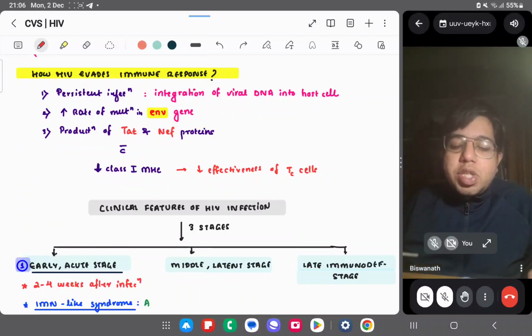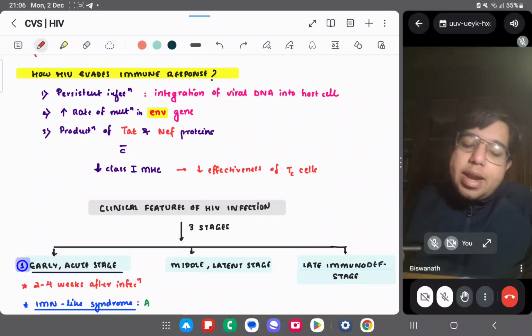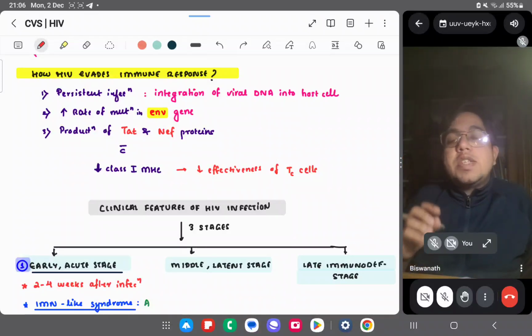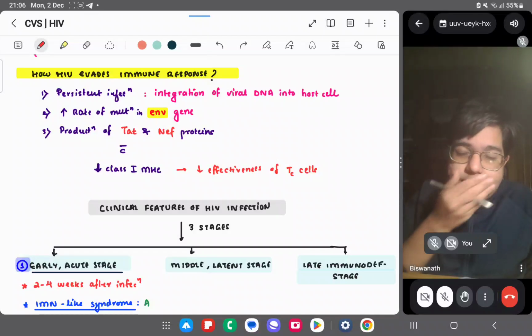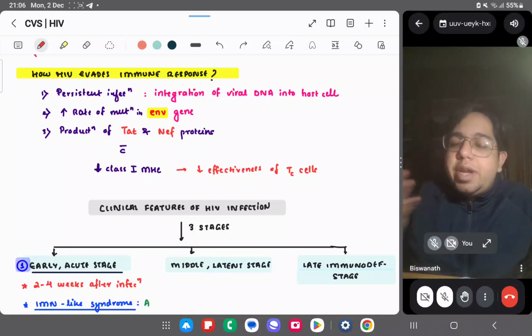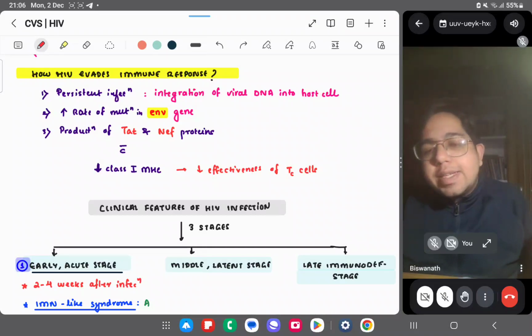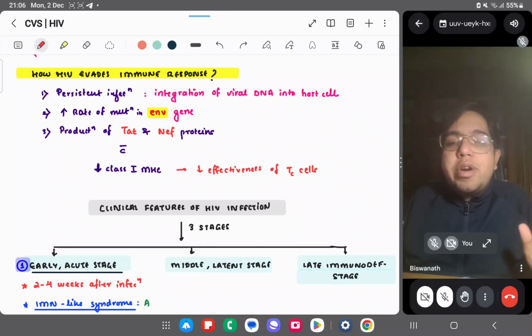It is causing the production of TAT and NEF proteins, which decrease the expression of class 1 MHC. Decreasing expression means decreasing effectiveness, which is detrimental for us and good for the virus, and the virus is happily progressing in your body. So that's why use protection.